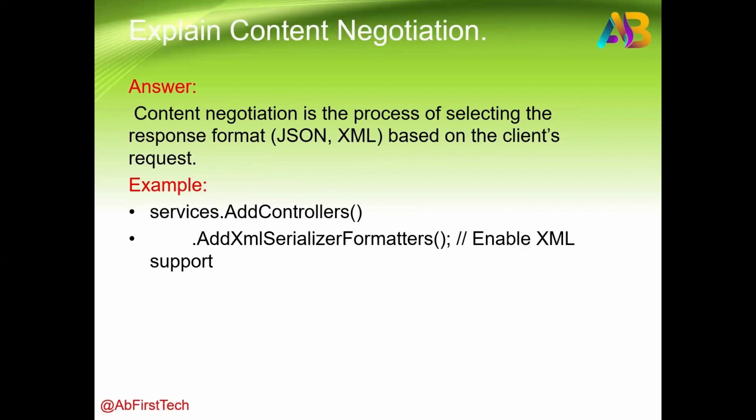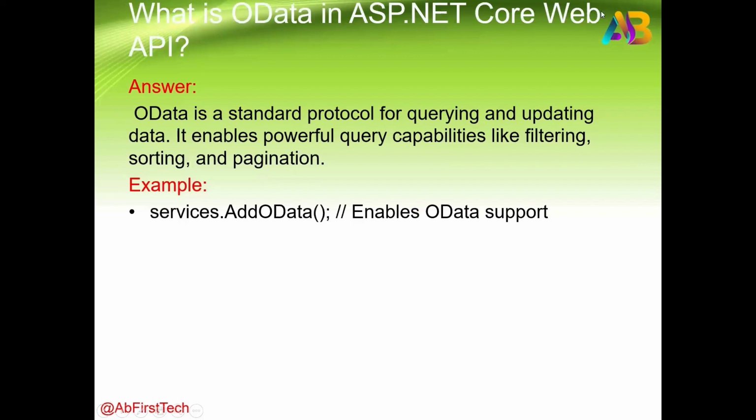What is content negotiation? Content negotiation is the process of selecting the response format. Web API by default can give XML or JSON, whatever format you want. So this is called content negotiation. Very important, because it is the process of selecting the response format based on the client request. Based on your client request, whether you want a JSON response or an XML response, this particular scenario we call content negotiation. How will you add it? Services dot AddControllers, then AddXmlSerializerFormatters. This is to enable the XML support.